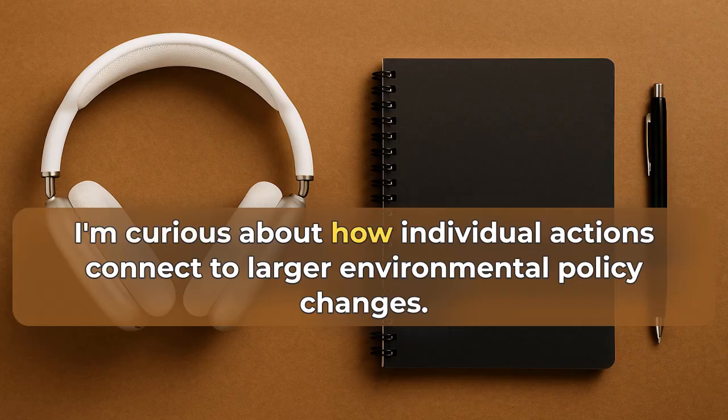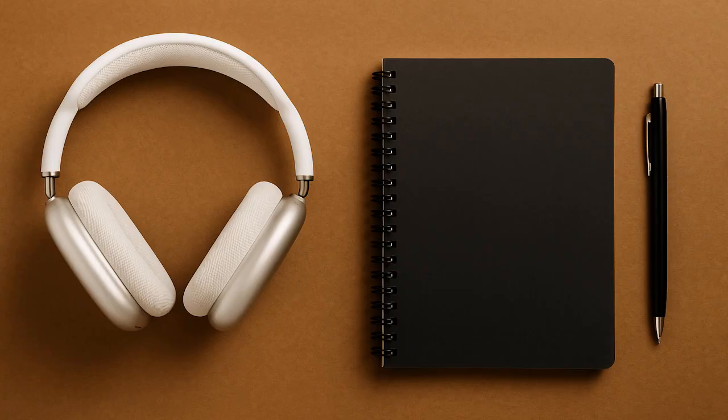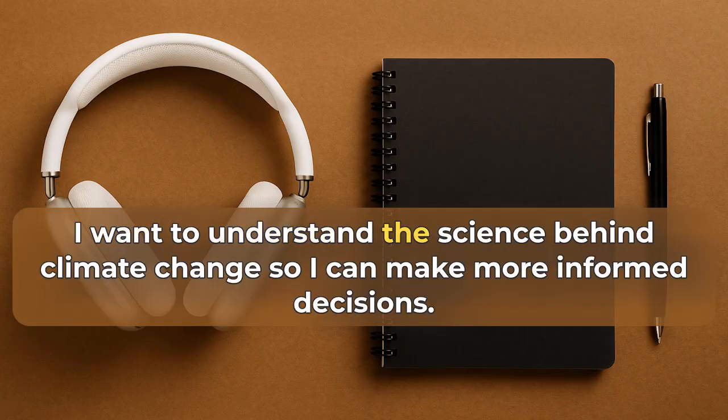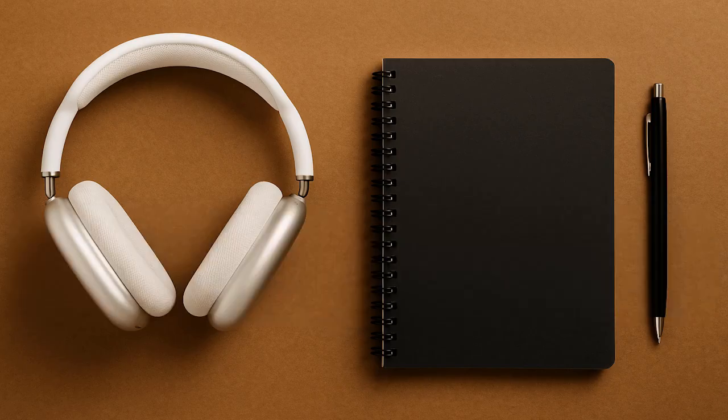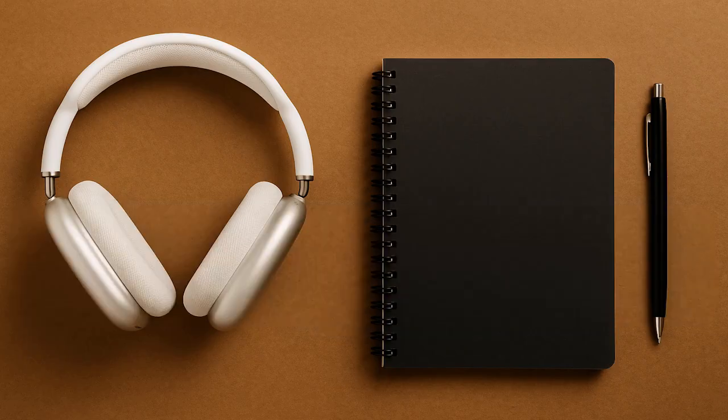I'm curious about how individual actions connect to larger environmental policy changes. Systems thinking about personal responsibility and policy-level environmental action. I want to understand the science behind climate change so I can make more informed decisions. Educational approach to environmental engagement that prioritizes knowledge-based action.